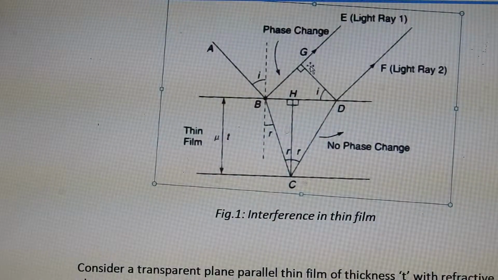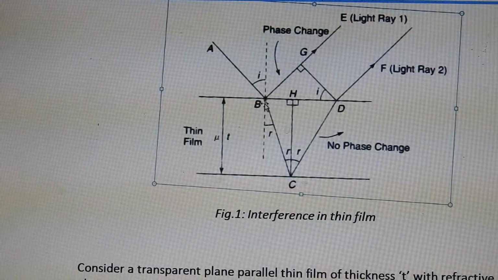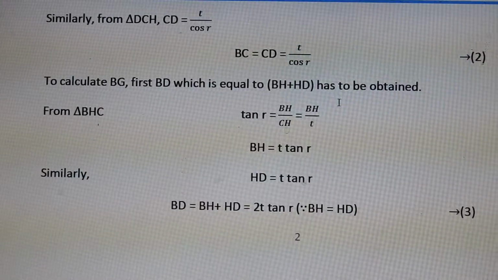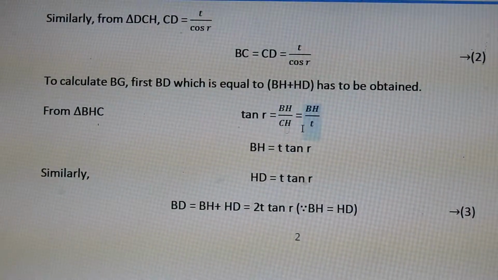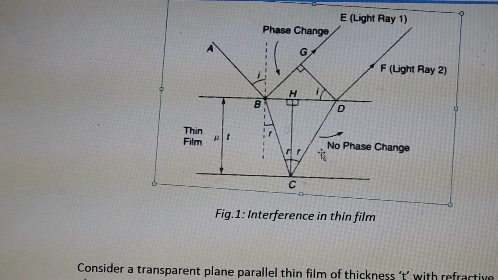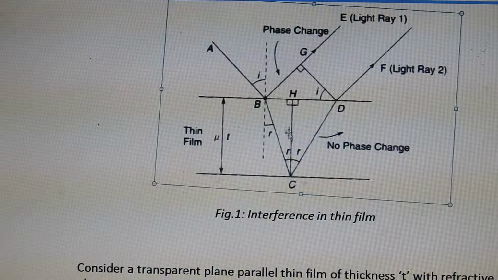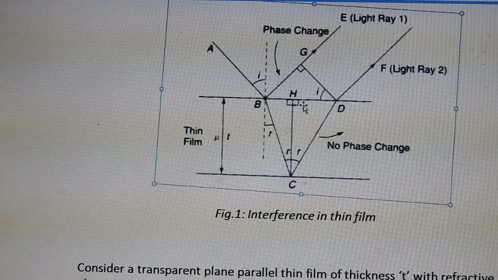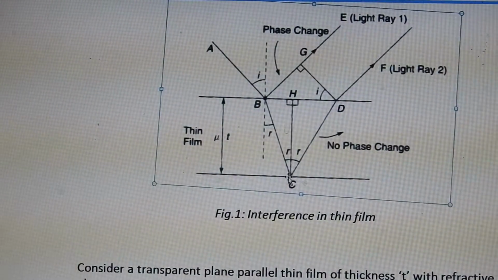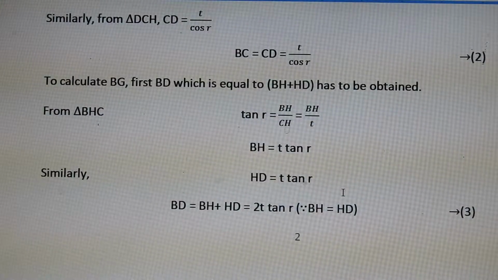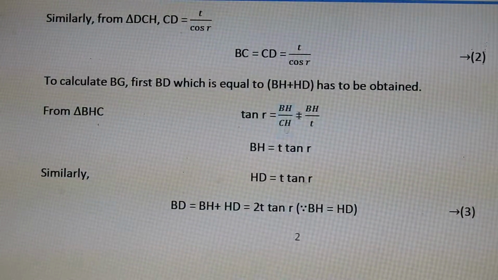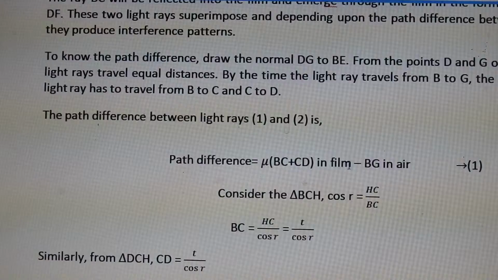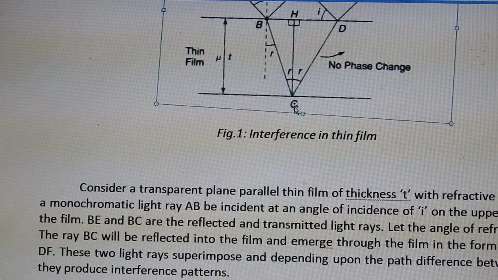here we have to understand one thing, BH and HD both are equal. So tan R is equal to BH by CH. I take this triangle, and I am writing tan R is equal to BH by CH, or HC. So BH as it is, and CH is equal to the thickness of the film.